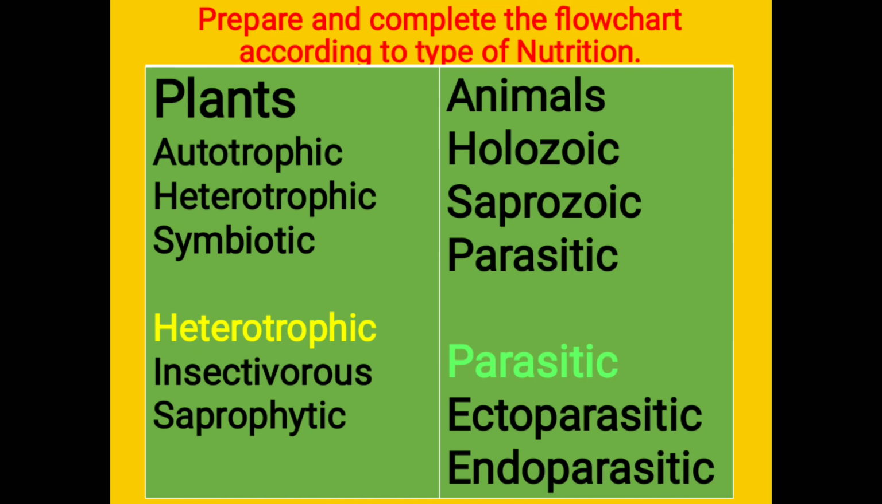Plants are divided into 3 types: autotrophic, heterotrophic, and symbiotic. Now in that, heterotrophic is again further divided into insectivorous and saprophytic. Now animals. Animals are divided into holozoic, saprozoic, parasitic. And parasitic is further divided into ectoparasitic and endoparasitic. Thank you.